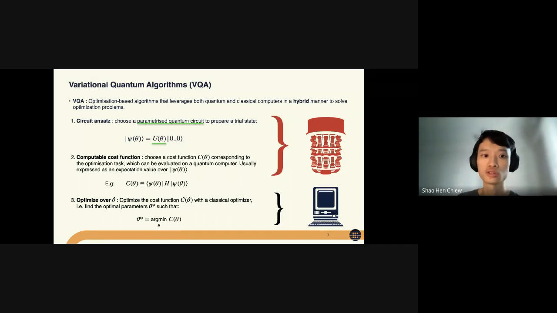So this represents a parameterized quantum circuit. You can vary the parameters so that the output quantum state psi theta is different as you vary theta. By varying the parameters theta, it allows you to explore a region of the Hilbert space. And within this region, what you want to find is a quantum state that achieves the minimum value of this C theta. So the word circuit ansatz here just means this parameterized quantum circuit. Was that clear?